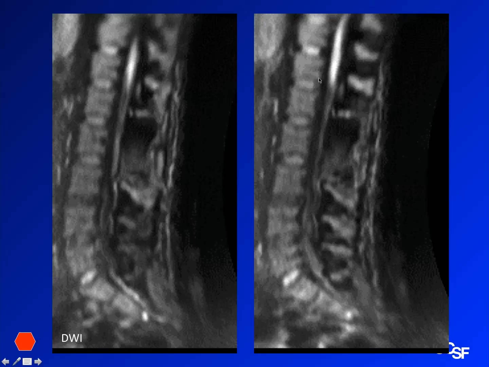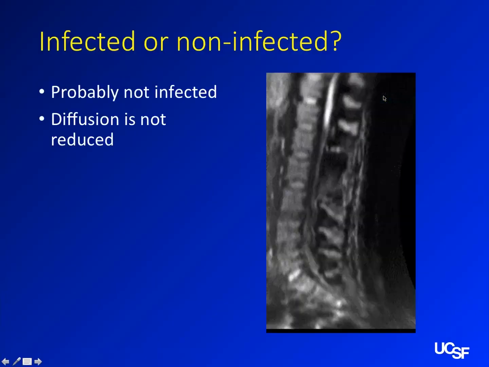All right, I'll help here, just in the interest of time. This is the conus, the end of the spinal cord. The conus has some restricted diffusion because it has linear fibers in it. If it's not any brighter than the spinal cord itself, it's probably not really reduced diffusion. So there's no reduced diffusion there, so that's not an infected collection.